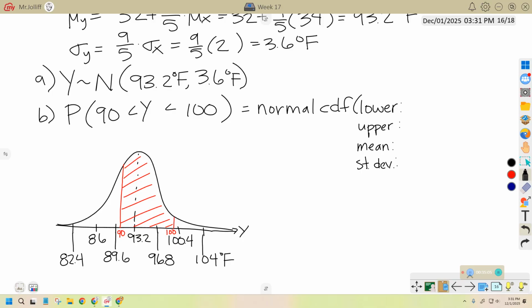All right, Austin, what's my lower bound? You don't need a calculator for that part. What's my lower bound? 90, what's my upper bound? 100, very good, what's my mean? 93.2, very good, what's my standard deviation? 3.6, perfect. I'll give you a second to plug that in your calculator.